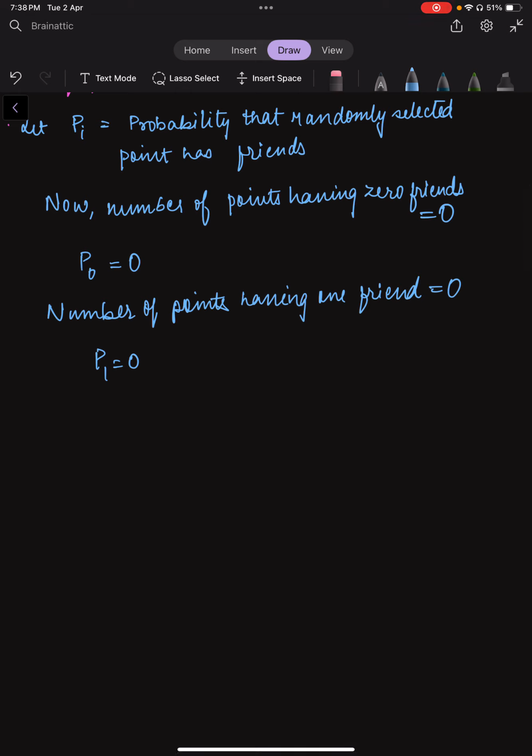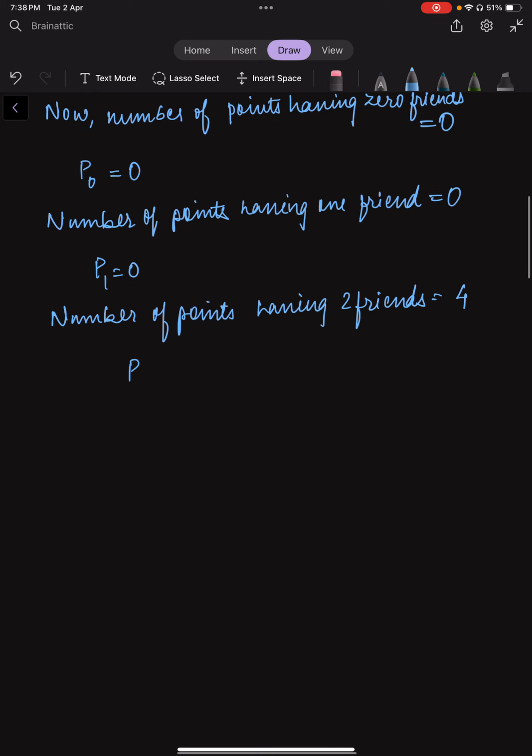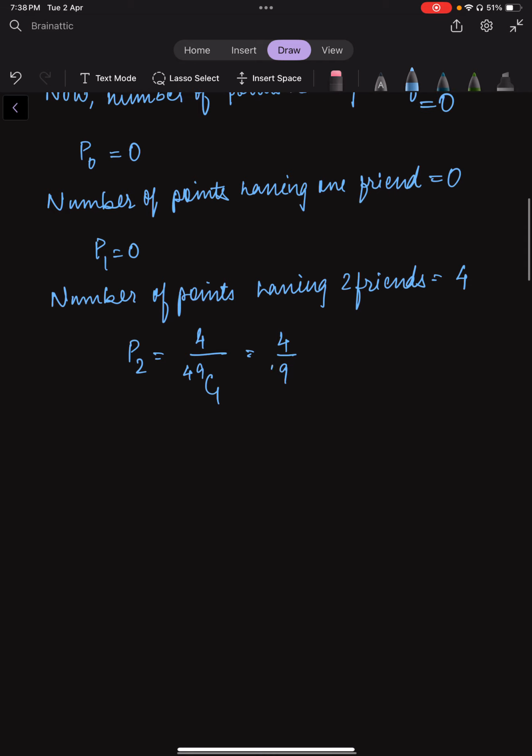Now, the number of points having two friends is equal to 4. So the probability P2 can be written as 4 divided by 49C1, which is 4 by 49, my mistake.